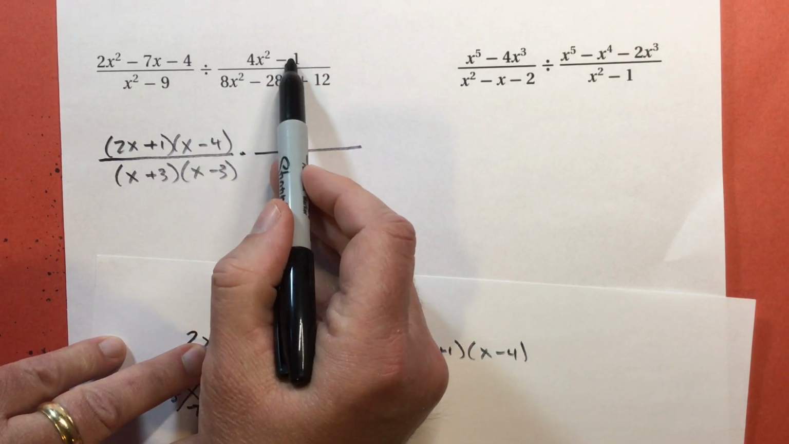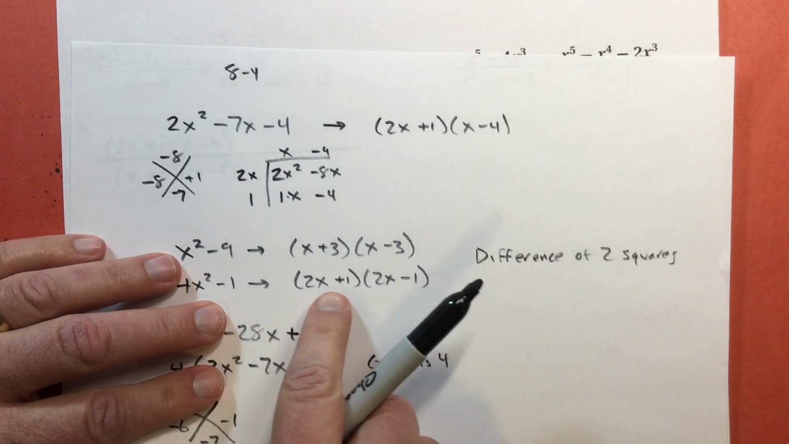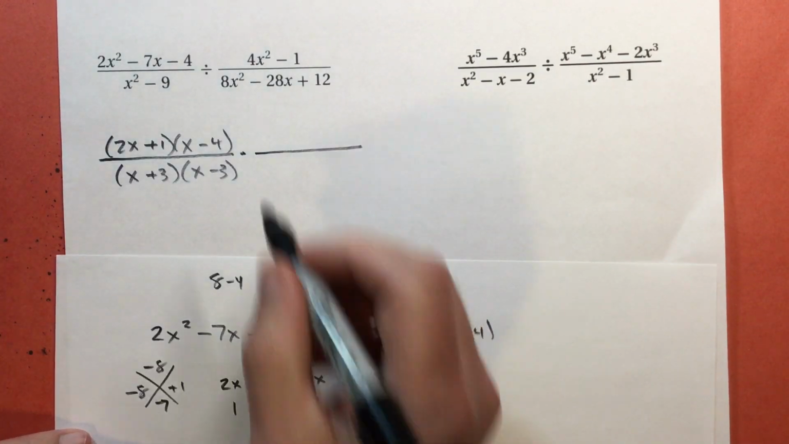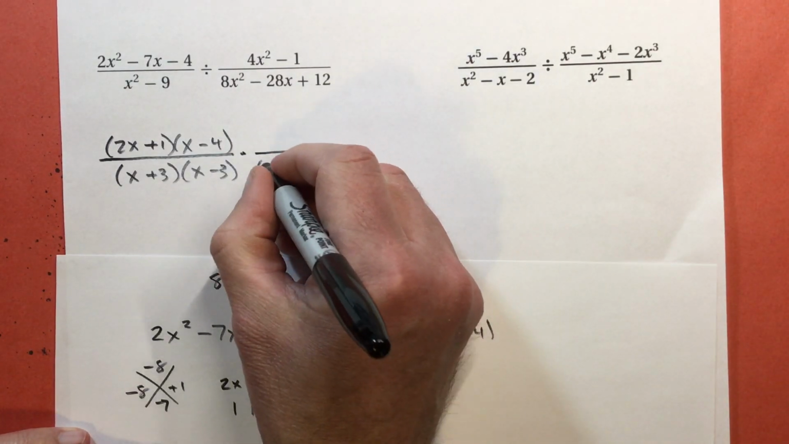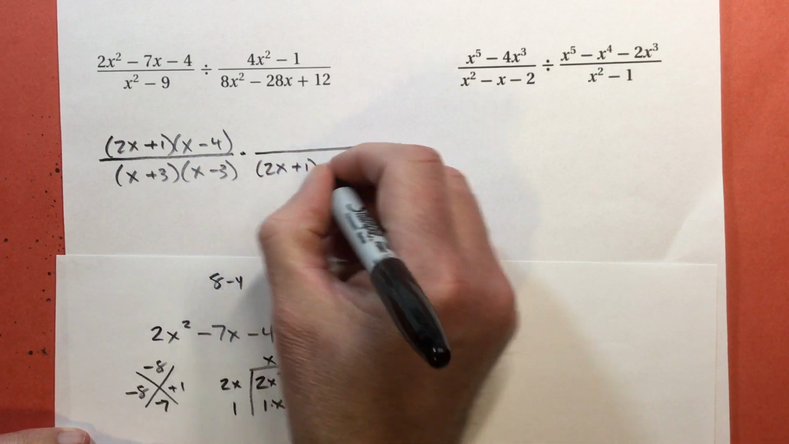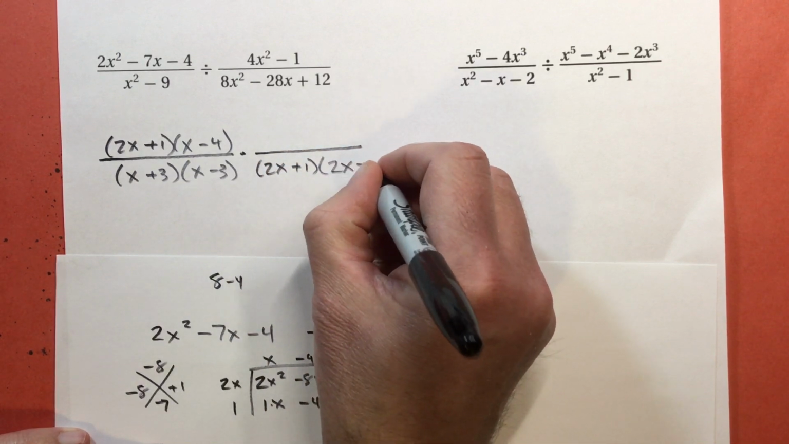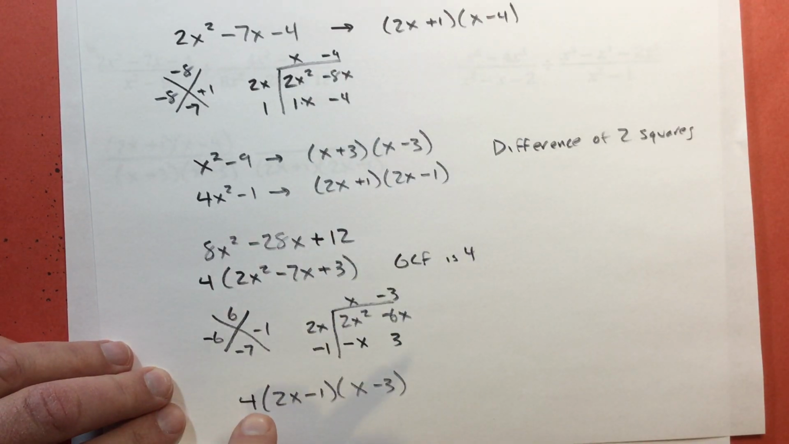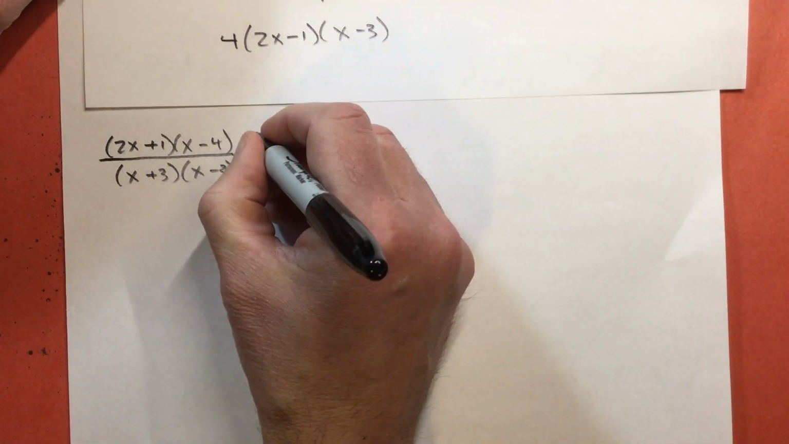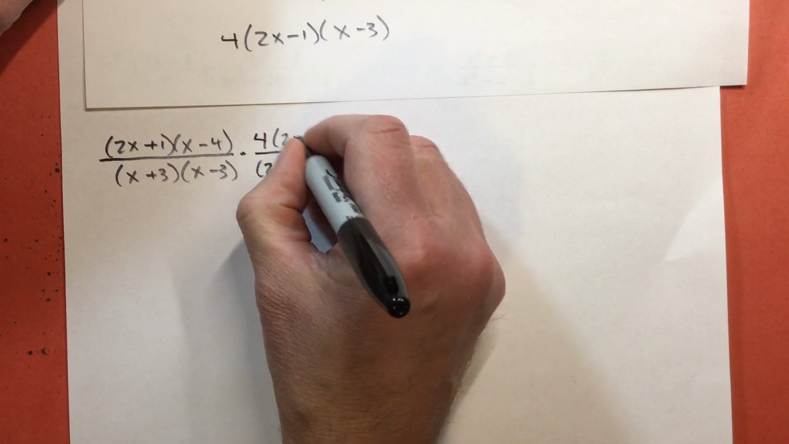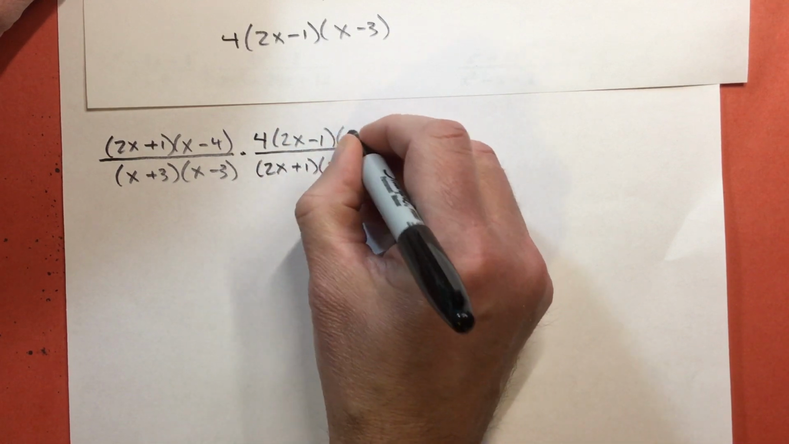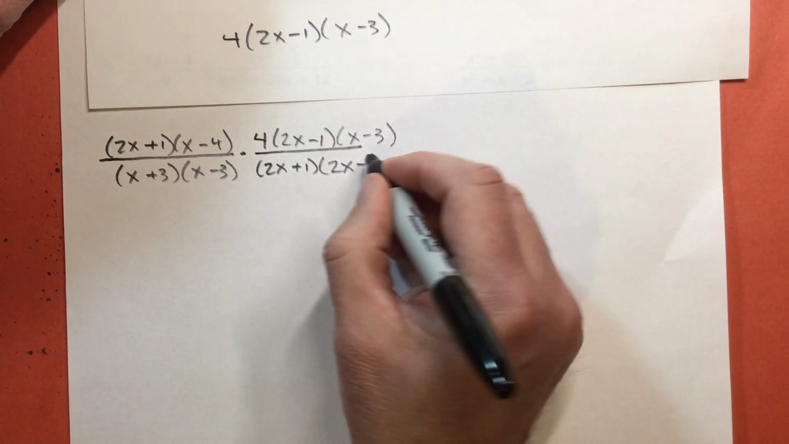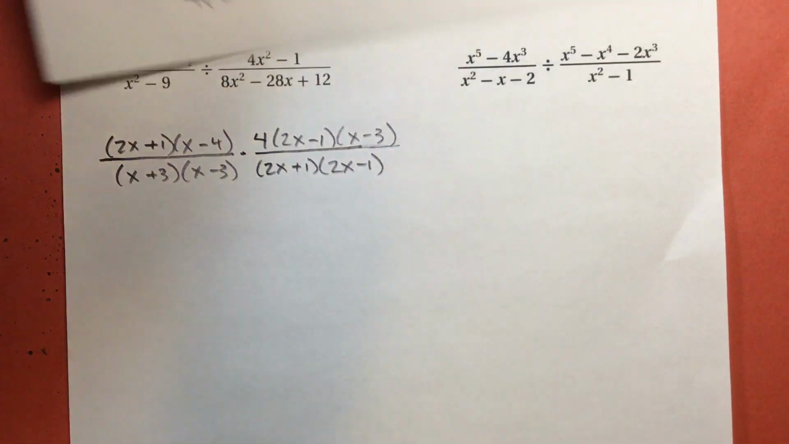So 4x squared subtract 1 is 2x plus 1, 2x minus 1. But I'm going to go from the top to the bottom. And the 8x squared minus 28x plus 12, which is here, I ended up with 4 times 2x minus 1. Maybe you can still see it. 4 times 2x subtract 1 times x subtract 3.